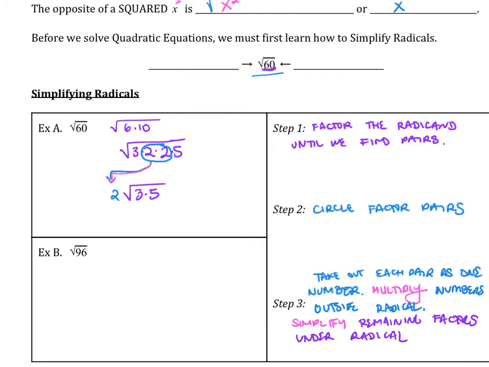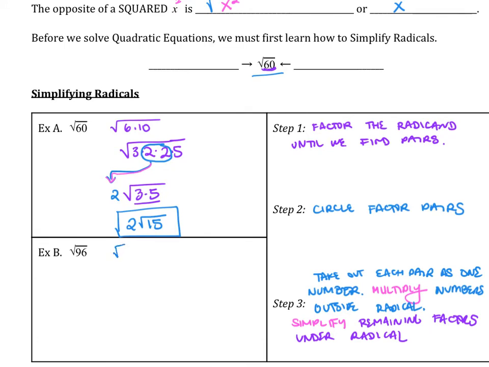What that means is we have our 3 times 5 here, so let's multiply it together. So this is 2 square root of 15. It doesn't break down more than that, and now this is completely simplified. You know it's simplified when you cannot factor it any longer. There's no pairs.